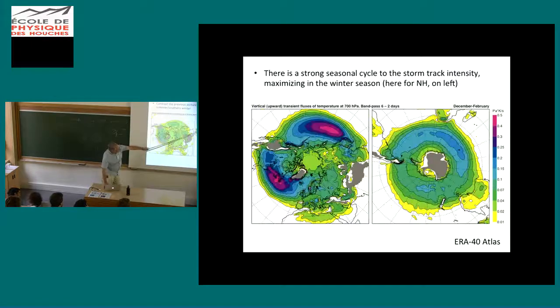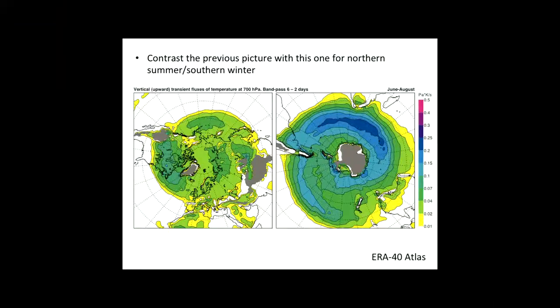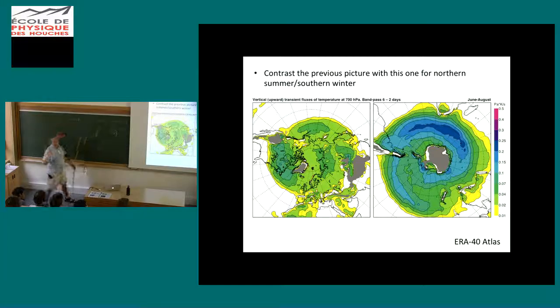There's much less of a change in the southern hemisphere because the fact that the Antarctic never warms up means you always have cold temperatures at the high latitudes, whereas in the northern hemisphere there's a much bigger seasonal cycle. So we get a much bigger seasonal cycle in storm tracks in the northern hemisphere. Yep.